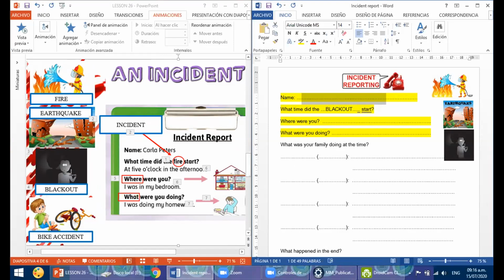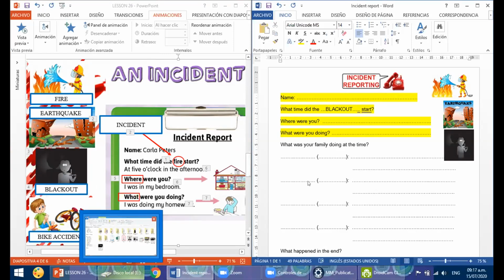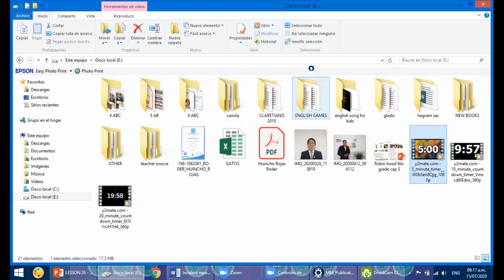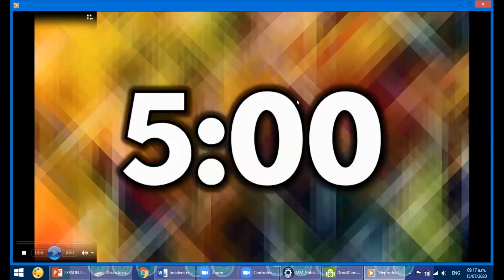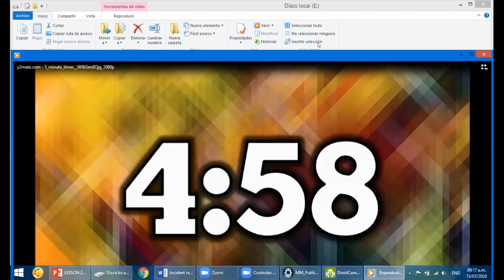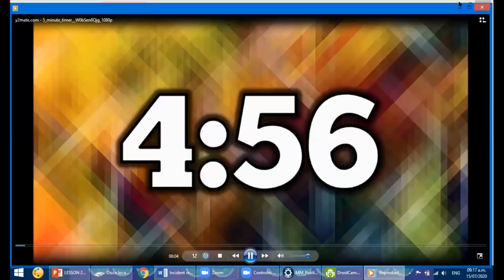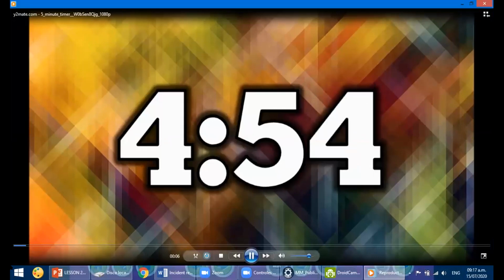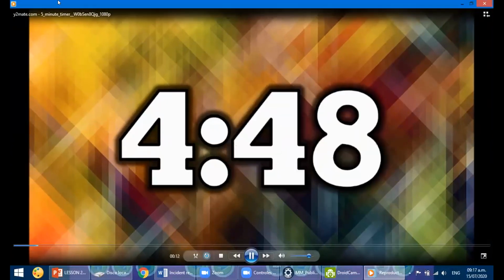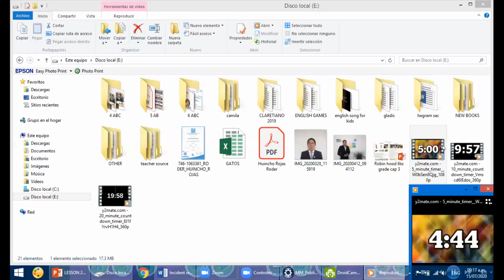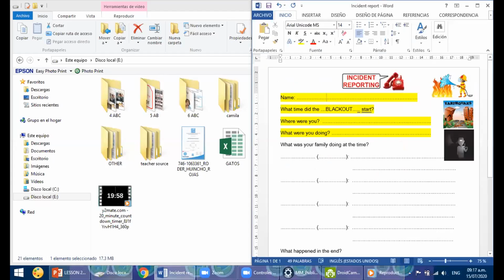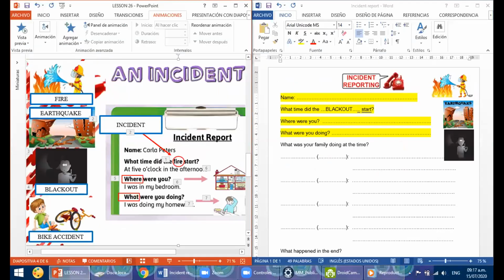Complete please this part. 5 minutes you have to complete that part, okay, to answer that part. Then some students are going to read the questions with the answer. Please, you have 5 minutes to complete the 4 questions. Then some students are going to read the answer of your writing.